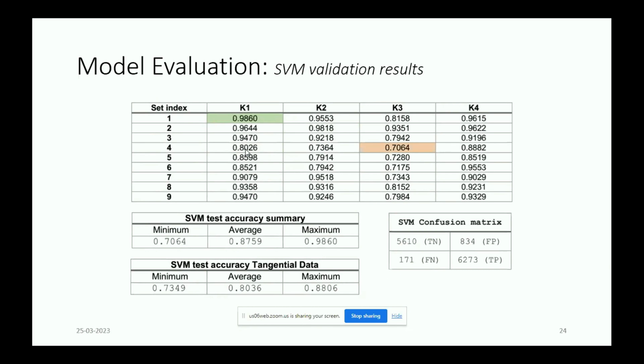We got similar results for the support vector machine, but it gave us a better result than the decision tree, where the minimum accuracy we got is 70% and the maximum is 98. On average it was 87%. After testing it on the tangential data, the average accuracy dropped to 80%. And the confusion matrix is also shown.